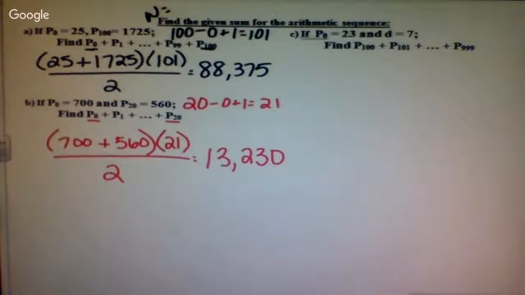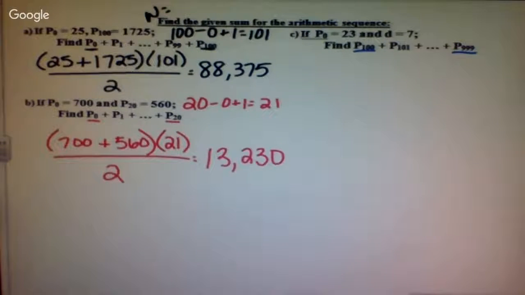Okay. C. Uh-oh. We have to find it. They tell me P sub 0 is 23, and they tell me that D is 7. They want us to add up the 100th number in the series, clear up to the 999. It is not impossible. Okay, first off, do they give us the number for P sub 100? No. Did they give us the one for P sub 99? No. We've got to find it.